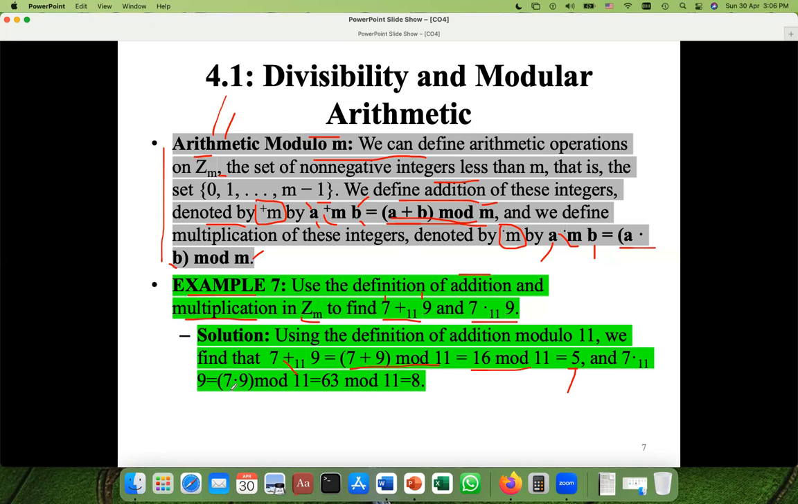7 times 11, 9. According to the right hand side, 7 times 9 mod 11. This would become 63 divided by 11, and what is the remainder? This one. This is the result for multiplication. So it's easy.